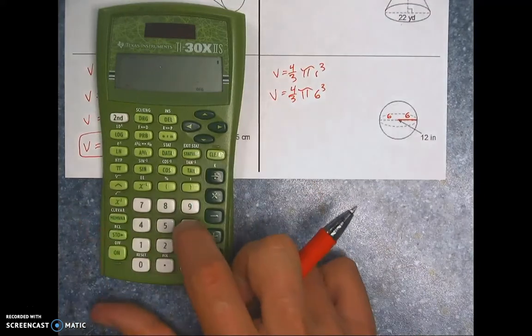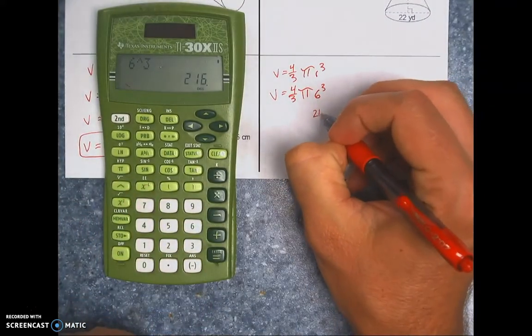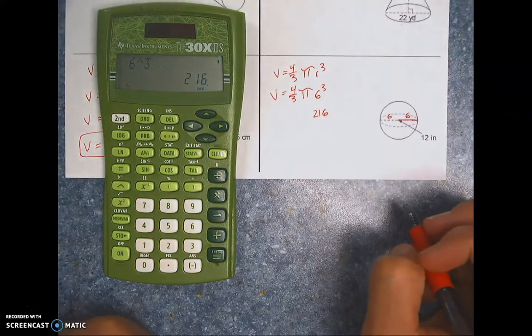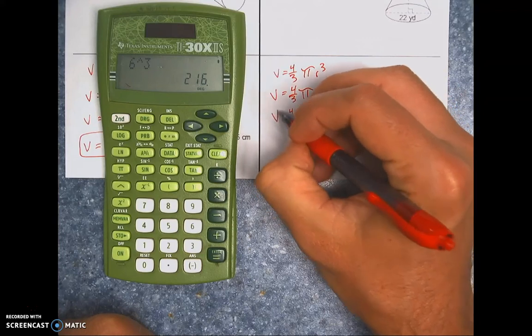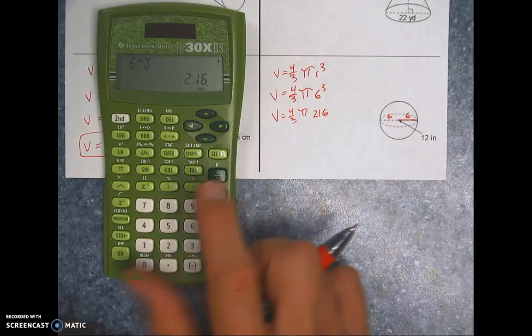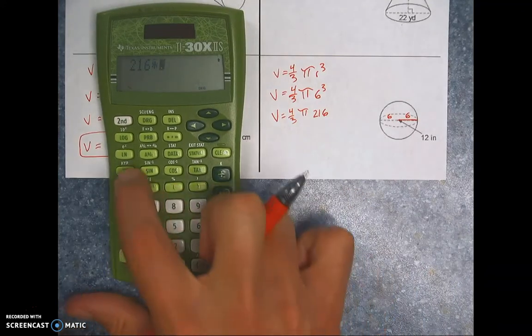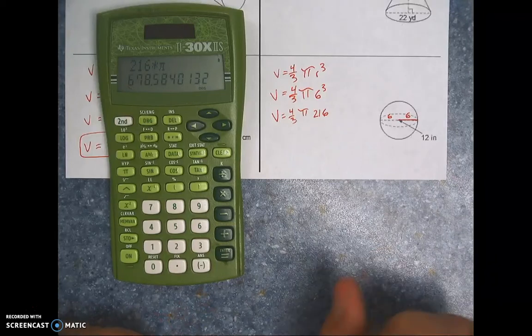Bring the calculator back in. 6 raised to the third is 216. So 6 to the third is 216. We still have pi. We still have 4/3. Now some calculator practice. So I'm going to do 216 times pi. Get a nasty number. I'm not going to write it down. I'm not going to round it. Leave it in the calculator.